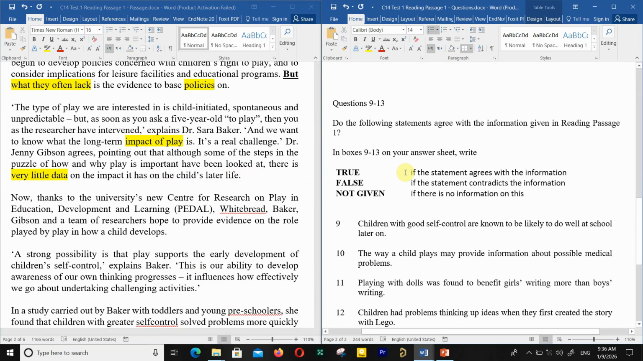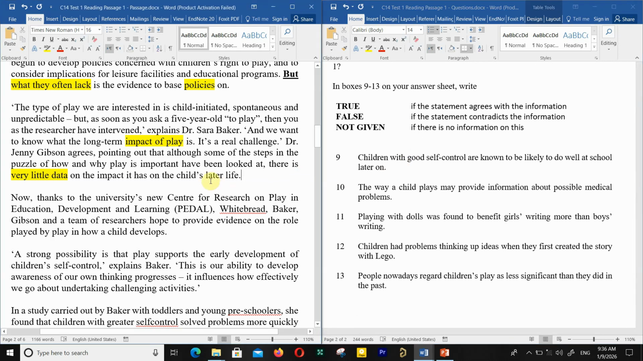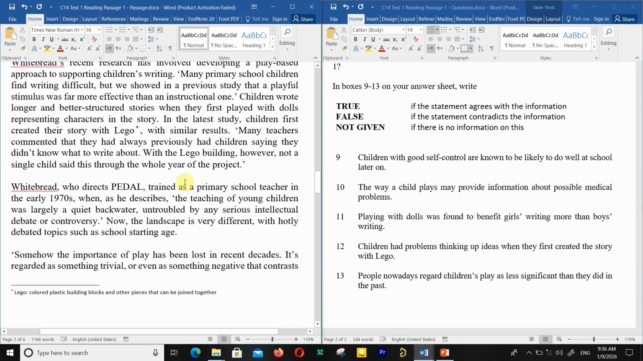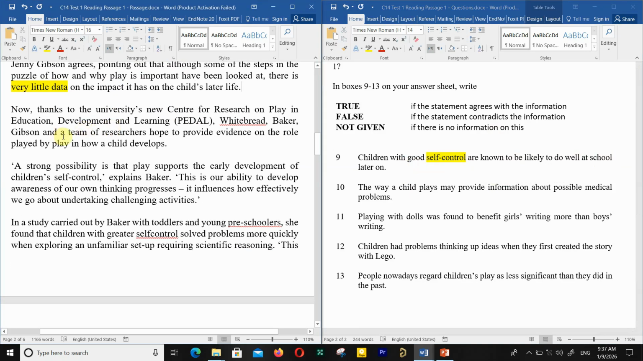Now question 9 till 13, which is true, false, not given. Probably your answer is going to be in the rest of the paragraphs, okay? Again, the difficult one is to locate the answer for question number 9. So children with good self-control are known to be likely to do well at school later on. Self-control is a pretty straightforward vocabulary to look for, and probably it's not paraphrased here.